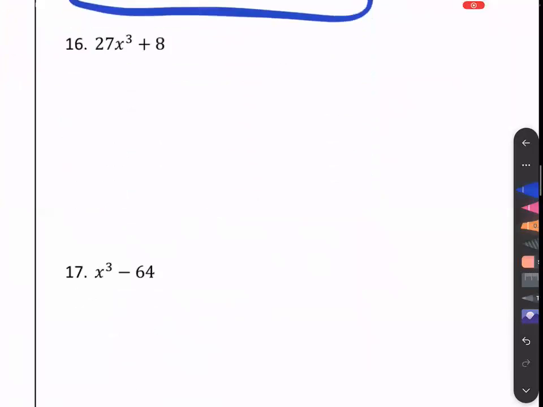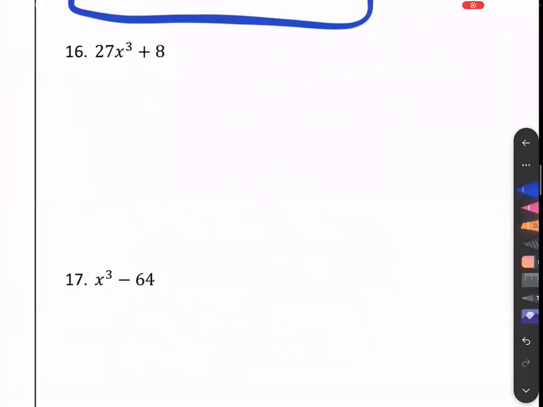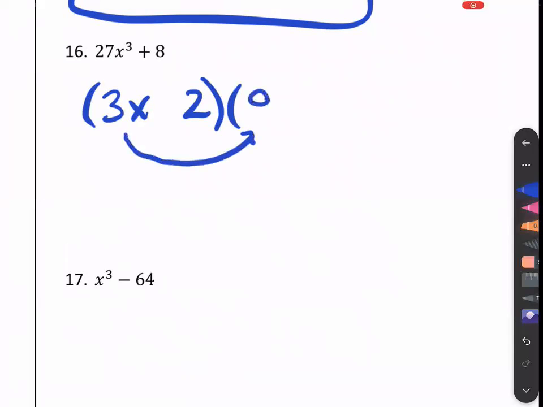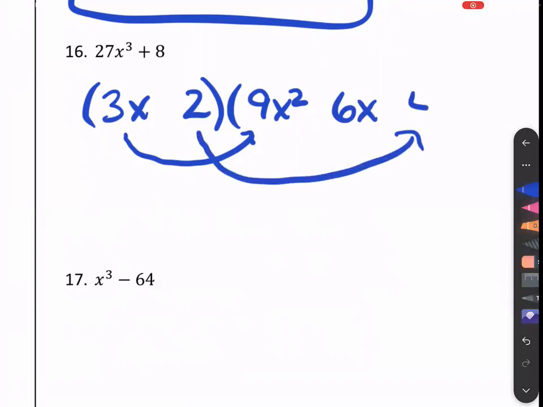Okay, now looking at number 16, this is a perfect cube because we see a cube up in the top. So now for this one, we take a cube root of each, which is going to give me 3x and a 2. And remember, kind of similar to our perfect squares, we are going to take a cube root of each one, but then to find our next terms, remember we square this first term. So I get 9x squared. For my middle term, I'm multiplying them together. So 3x times 2 is going to give us 6x. And then for the last term, I'm squaring that 2, which gives me 4.